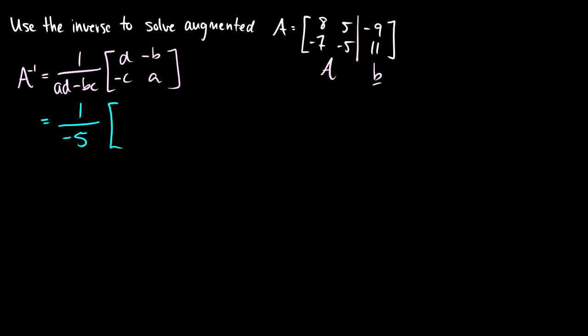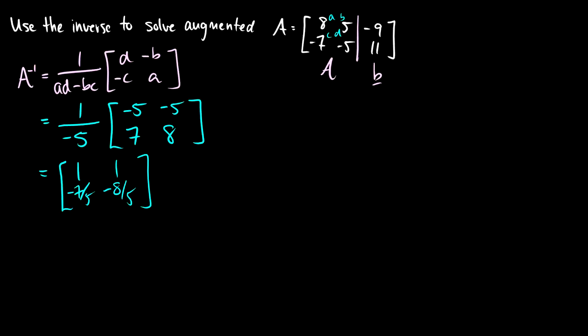And our original matrix was A, B, C, D. So negative 5 is going to appear as the first entry. Our B is going to flip, so 5 becomes negative 5. Negative 7 will become 7. And of course, for our last entry it's going to be the original A, so this becomes 8. Okay, so now we just multiply these together, and we're going to get 1, 1, negative 7/5, and negative 8/5.